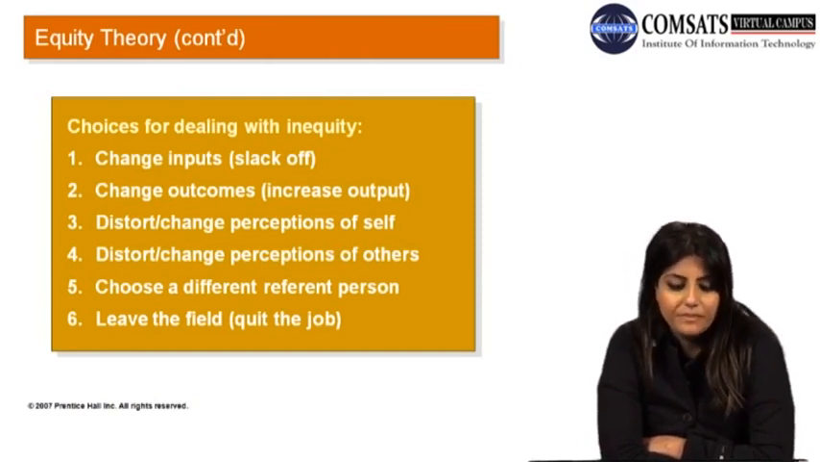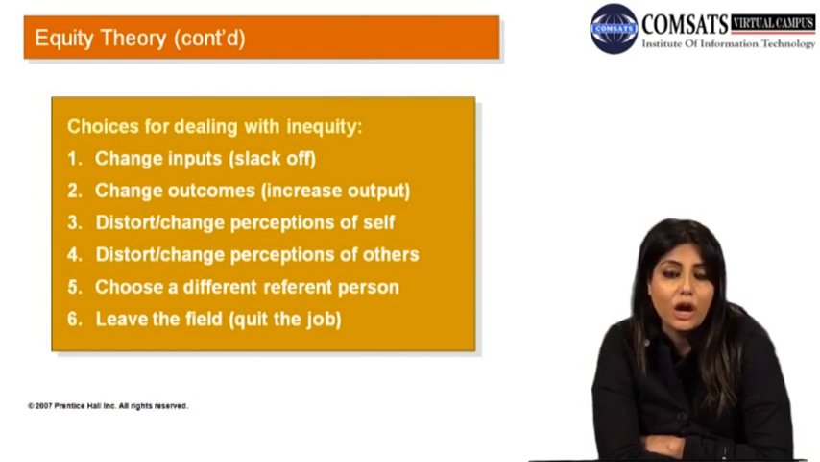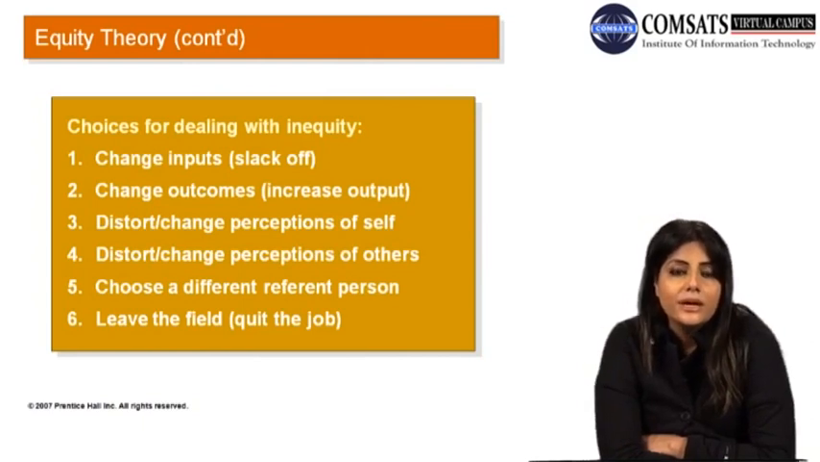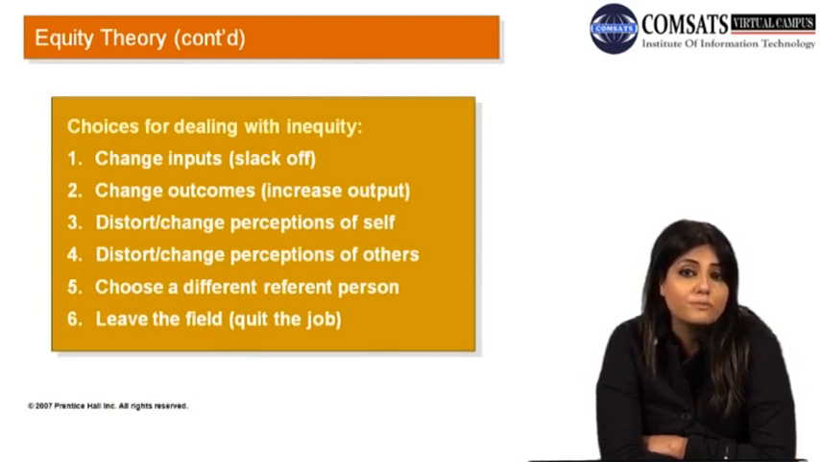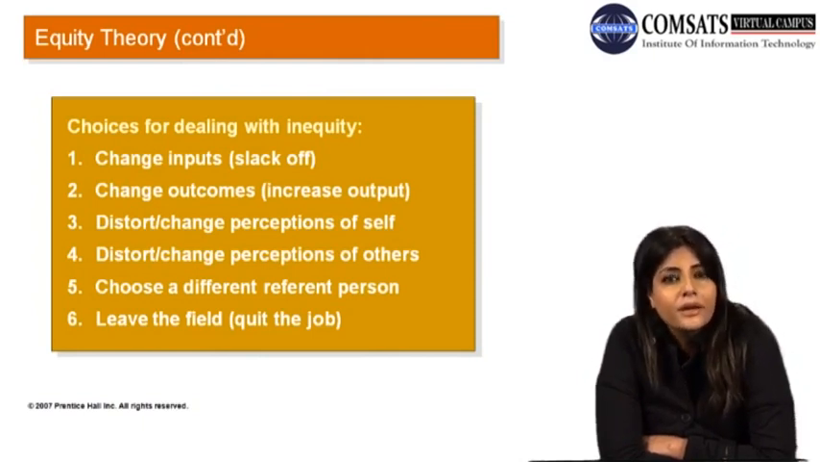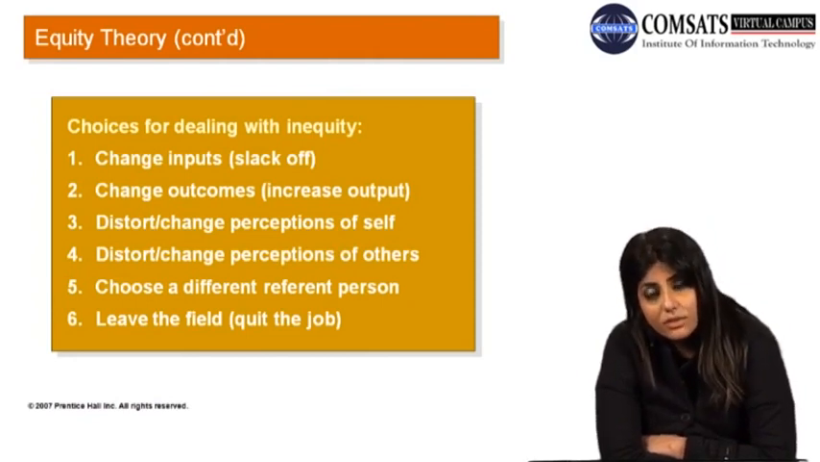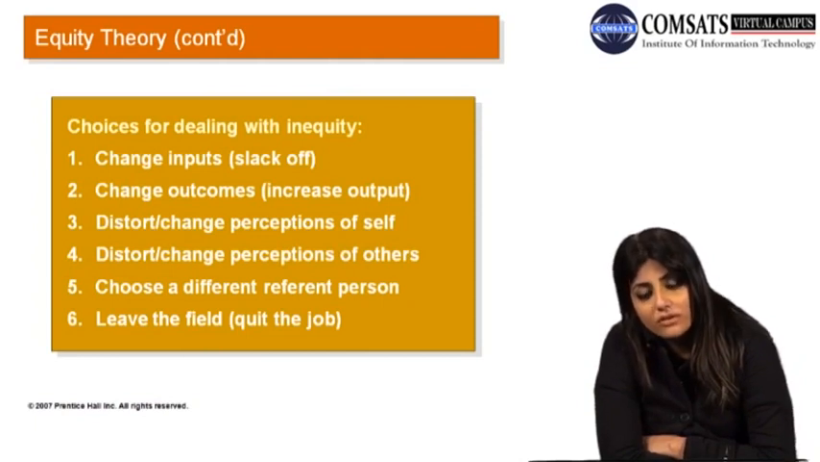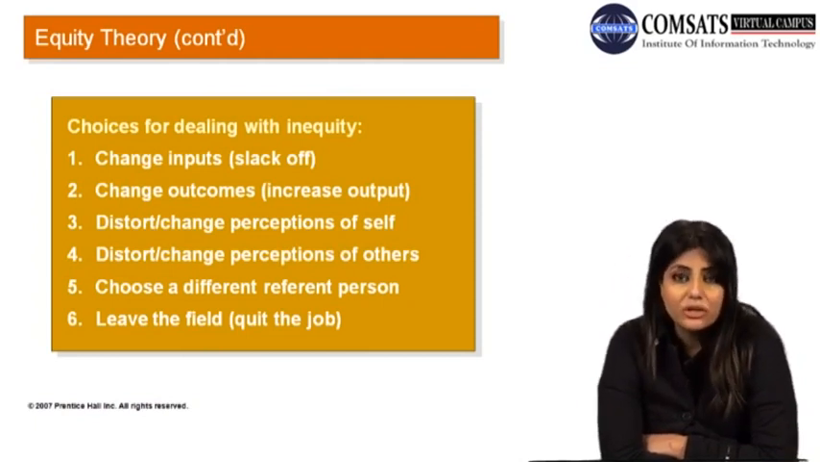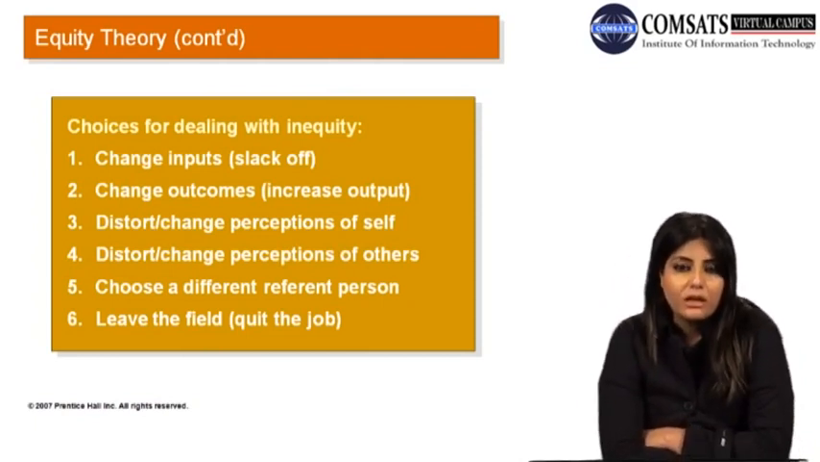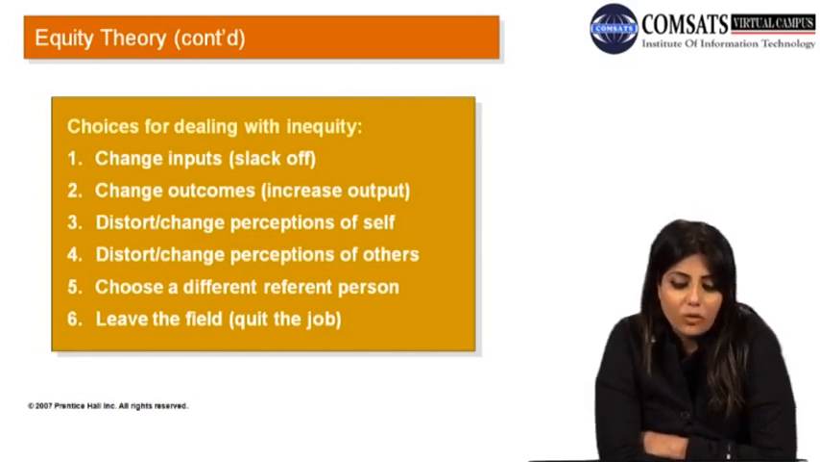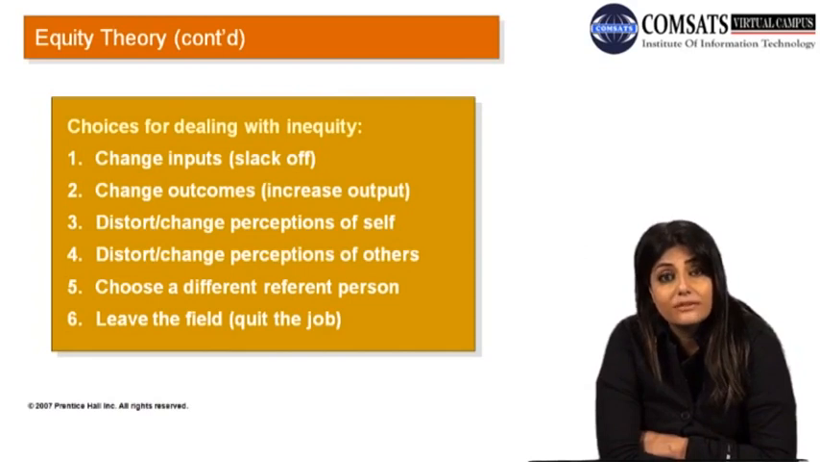When they change outcomes, what happens is that they try to increase the level of their outputs by giving lesser quality of products. They reduce the quality and try to increase the quantity of the output. That is how they can change the outcomes. And then the other option available to them is that they can distort the perceptions of self.